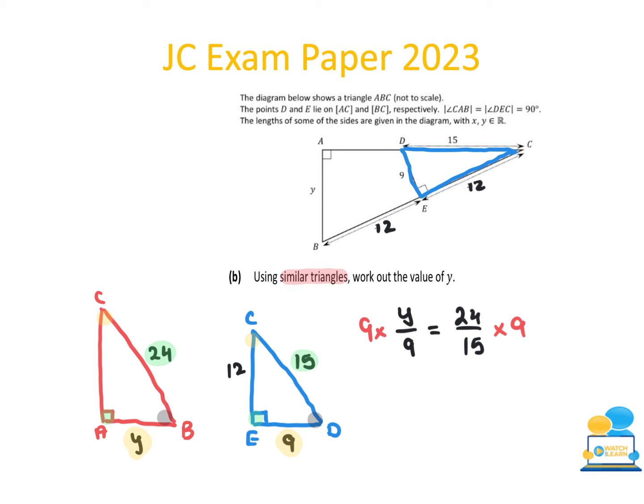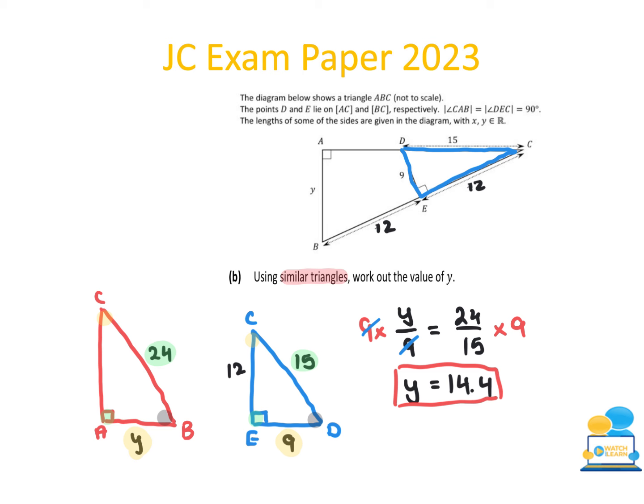And that will cancel out my 9's on the left hand side, giving me y is equal to 24 over 15 times 9, which when I put into my calculator, gives me a value of 14.4. So that tells me that the distance from A to B, or the side that's named y, is equal to 14.4.